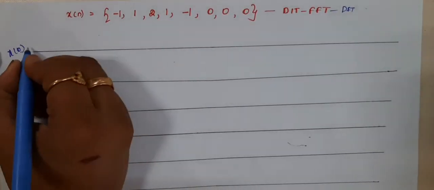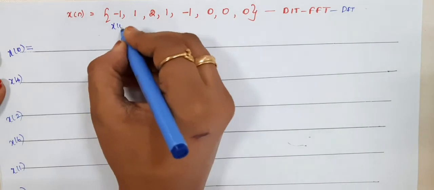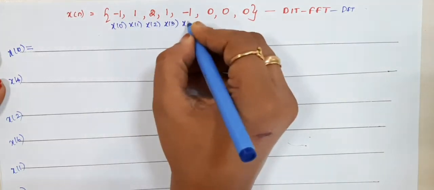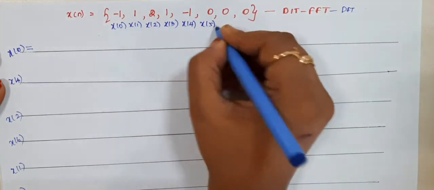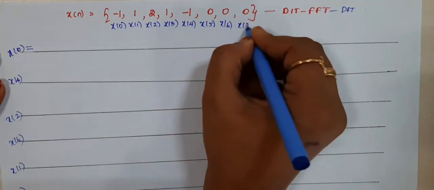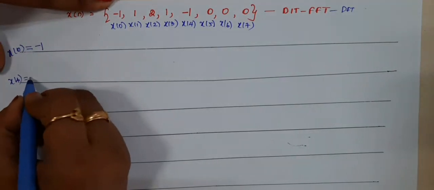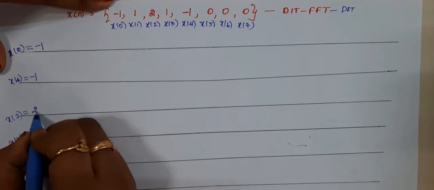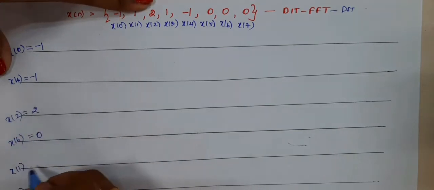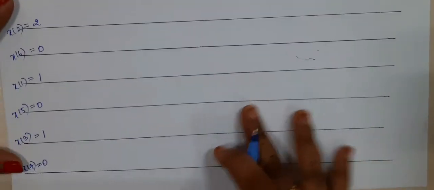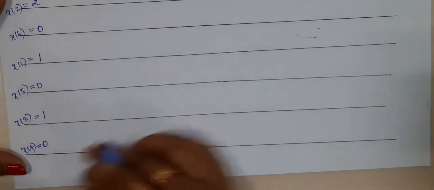So what are the values we can write? This is x of 0, x of 1, x of 2, x of 3, x of 4, x of 5, x of 6 and x of 7. What is the x of 0 value? Minus 1. X of 4 value is minus 1. X of 2 value is 2. X of 6 value is 0. X of 1 value is 1. X of 5 value is 0. X of 3 value is 1. X of 7 value is 0. Okay, so here the 5, 3 and 7 values I also filled.